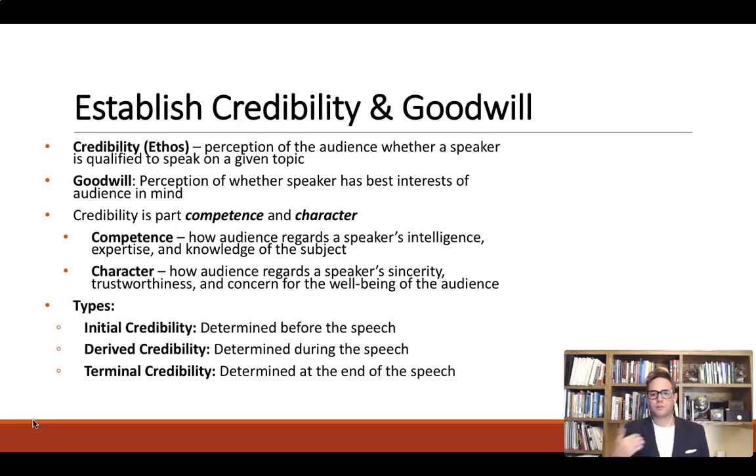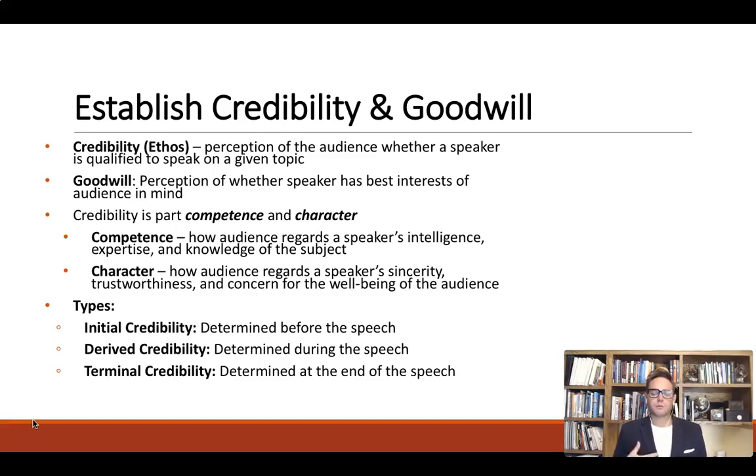Or what gives you the authority to speak to me about this? And so credibility is the ethos. This is the perception of the audience whether a speaker is qualified to speak on a given topic. Now, the interesting thing about credibility is that the perception of credibility resides in the audience. That means that even though you might be a credible person or maybe an expert in your field, if you can't show that to the audience, they're going to perceive you as not having credibility at all.